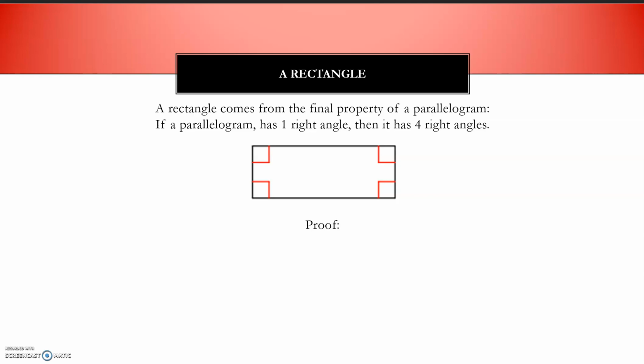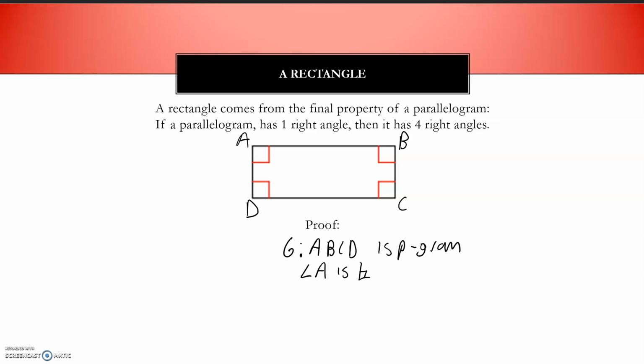And the theorem is if a parallelogram has one right angle, then it has four right angles. Well, why is that the case? We have not been given labels for our vertices here, so I'm going to put them in. We'll call this A, B, C, D. So for our given, we're going to say that ABCD is a parallelogram, and that angle A is a right angle.